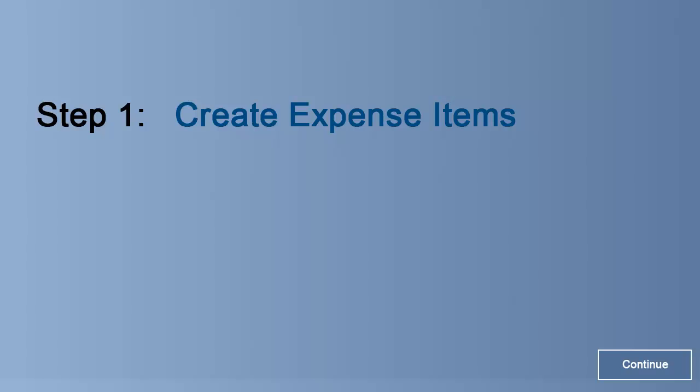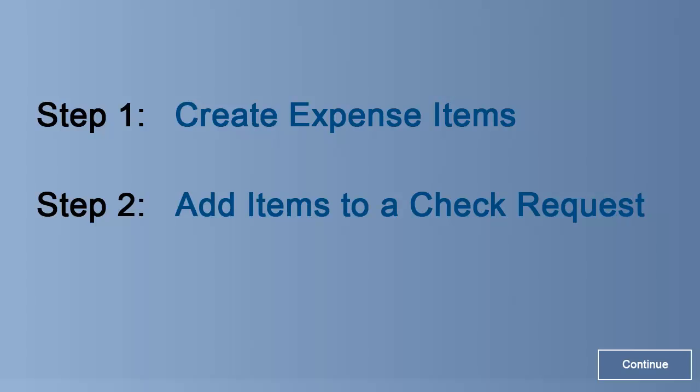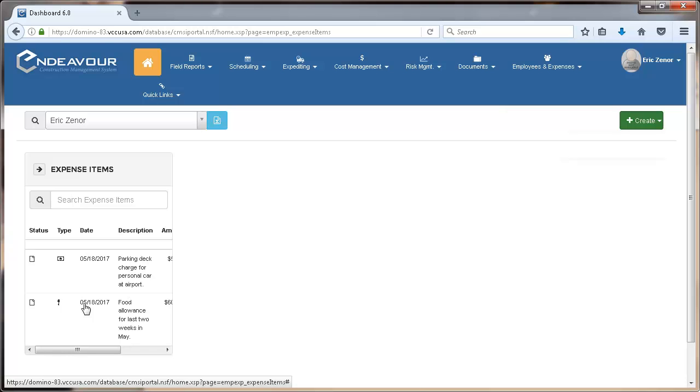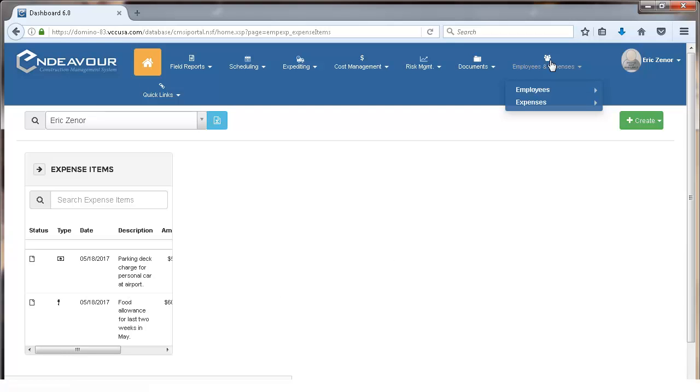Creating expense items is the first of two steps needed for reimbursement. Step 2 involves adding your expense items to a check request. Let's see how multiple expense items are associated with a single check request. To create a check request, first select Expenses, then click the Check Request menu option.